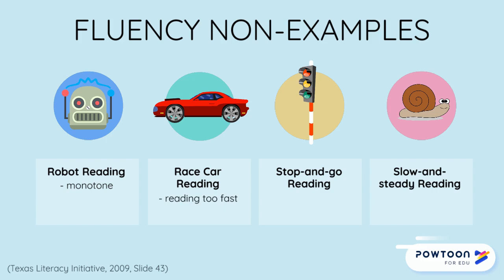Stop and go reading often reflects a student's inability to decode words accurately, especially multisyllabic words and sometimes high-frequency words as well. These students pause at a word they are not able to easily read, waiting for someone to give them the word, rather than using strategies to attempt to decode it. Slow and steady reading is characterized by a lack of appropriate pace and prosody.